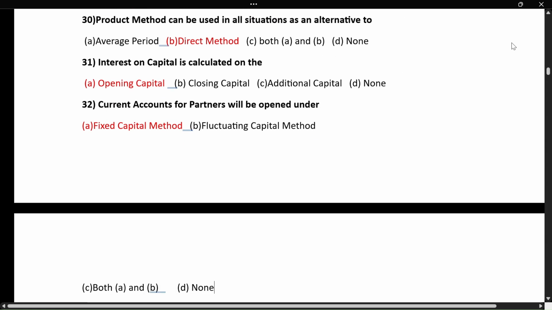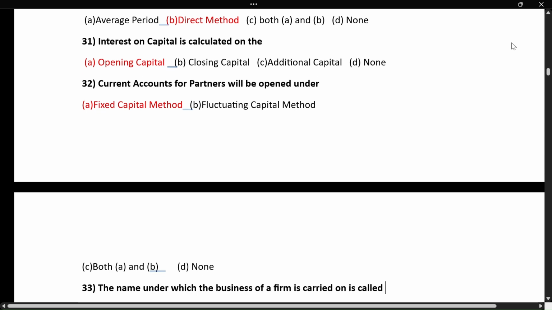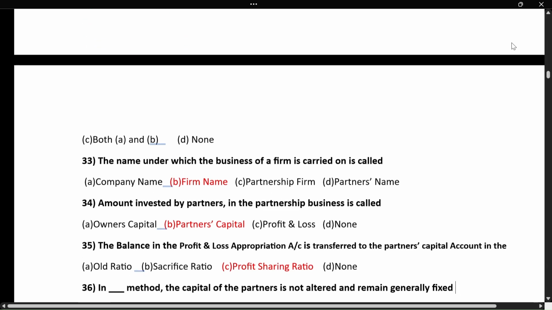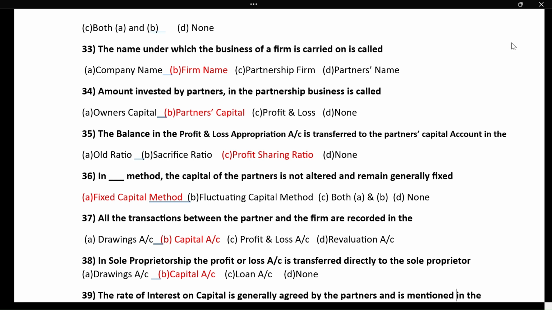Product method can be used in all situations as an alternative to direct method. Interest on capital is calculated on the opening capital. Current accounts for partners will be open under fixed capital method. The name under which the business of a firm is carried on is called firm name. Amount invested by partners in the partnership business is called partners' capital. The balance in the profit and loss appropriation account is transferred to the partners' capital in the profit sharing ratio.